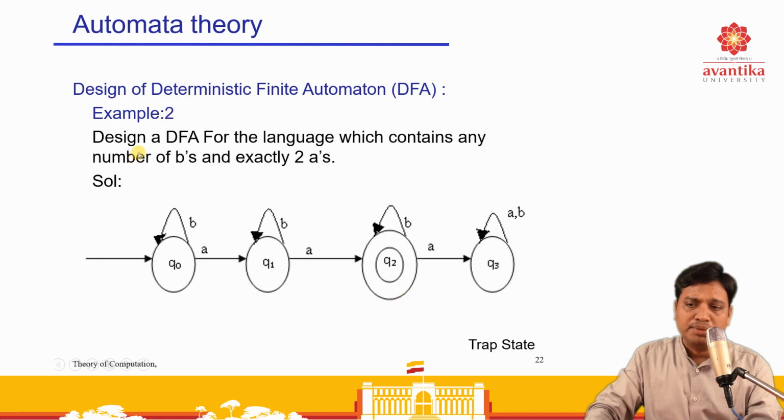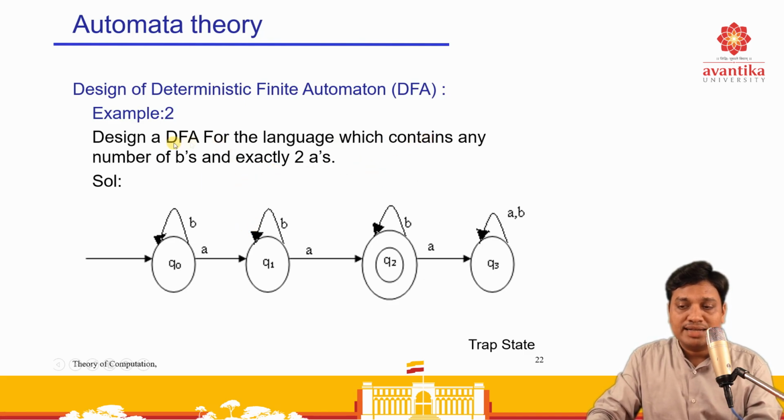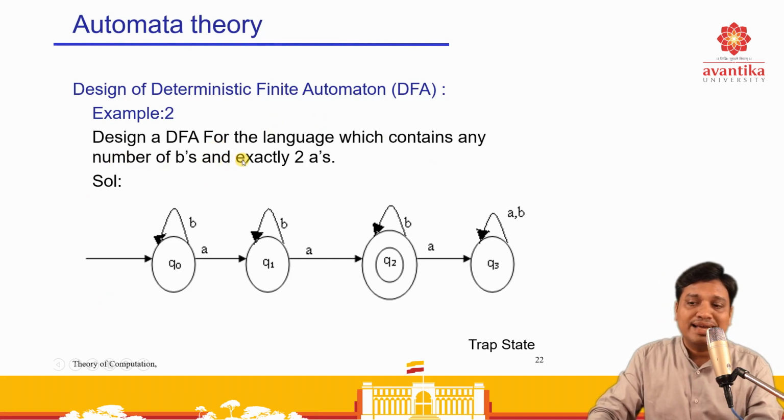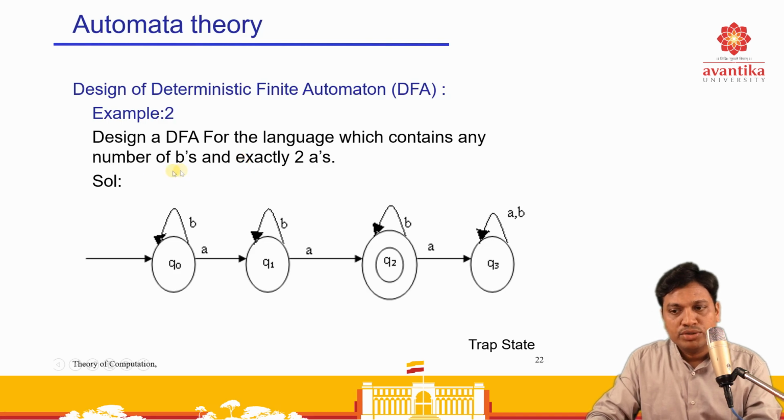Taking another example, the language which contains any number of B's and exactly 2 A's, meaning any number of B's is accepted, but the essential condition is exactly 2 A's. So start with the previous example again.